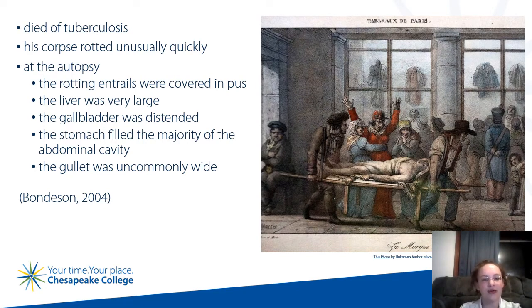His corpse decomposed at an alarmingly fast rate, and at his autopsy, his rotting entrails were bathed in pus. His liver and gallbladder were very large. His stomach filled the majority of his abdominal cavity, and his gullet was uncommonly wide, meaning that they could look down his throat and see into his stomach.